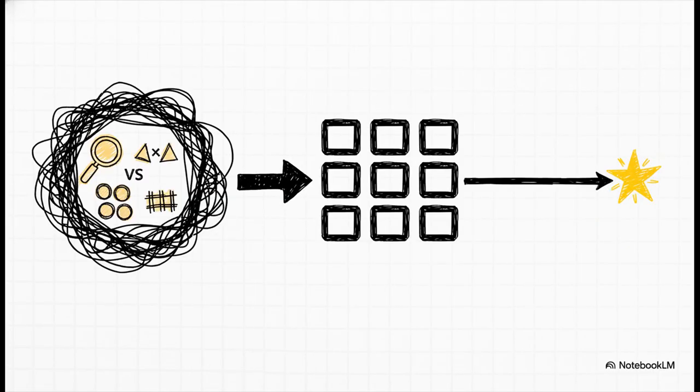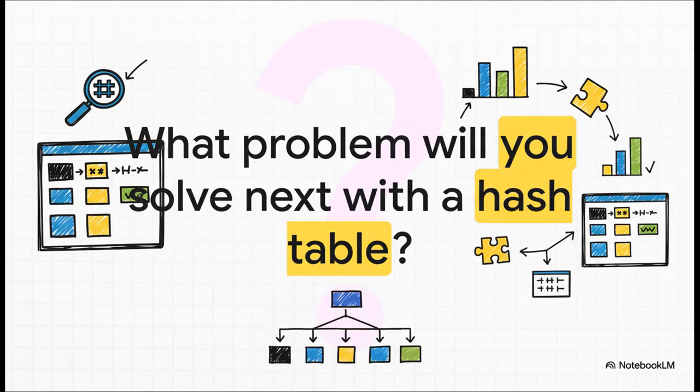So the big takeaway here is really simple, but it's so powerful. Hash tables are your go-to tool. They take problems that seem all tangled up with searching, comparing, or counting, and they turn them into these clean, elegant, linear time solutions. Look, once you master this pattern of thinking, this instinct to reach for a hash table for instant lookups, it completely changes how you see a whole class of problems. So really the only question left is, what problem will you solve next with a hash table?